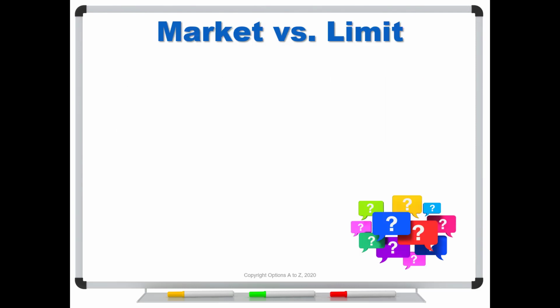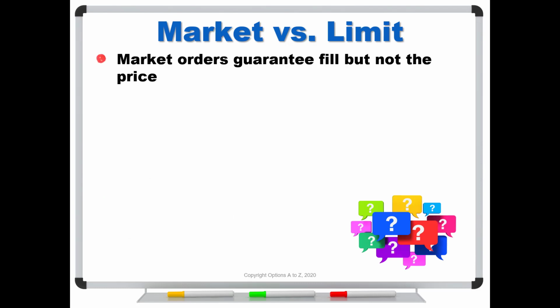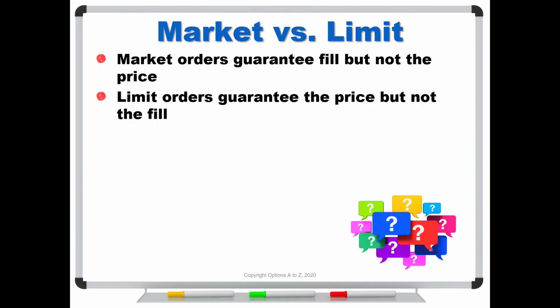Well, to do that, we have to go back to some of the basics about market versus limit orders. Remember that a market order guarantees the fill, but not the price, while a limit order guarantees the price, but not the fill. So when you're trading through these ECNs, market orders always remove liquidity because you're actually just taking orders from the queue. You're not adding orders to the liquidity pool. And because a market order is guaranteed to fill, those are always going to remove liquidity.